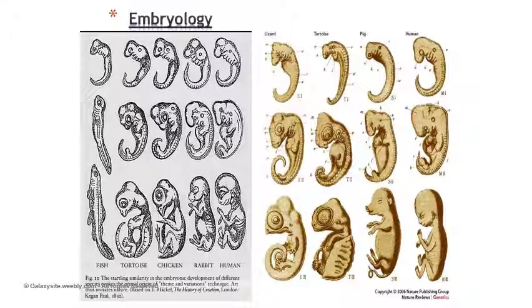From this embryology picture, you can see how we have developed from our ancestors like lizard, tortoise, pig and human. You can see that in the early embryological or developmental stages they resemble each other, and gradually they develop into different forms.